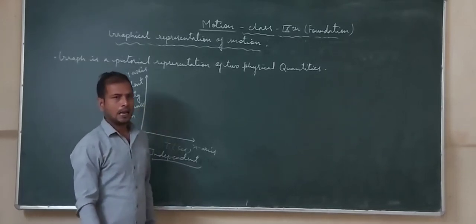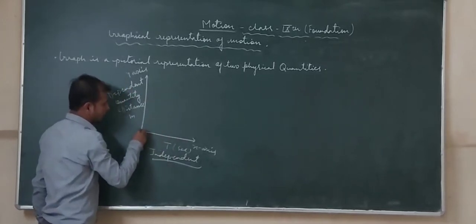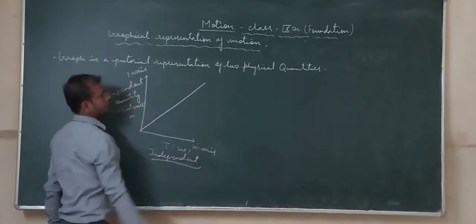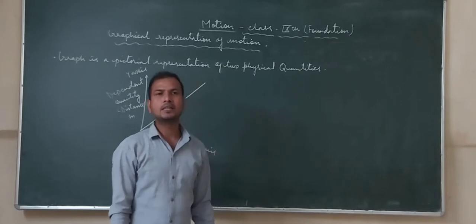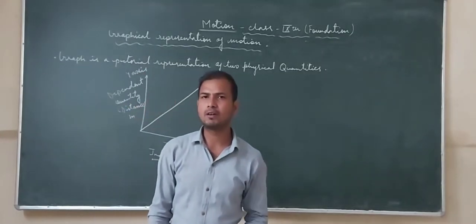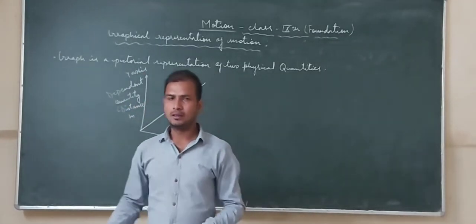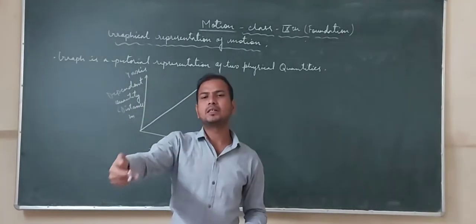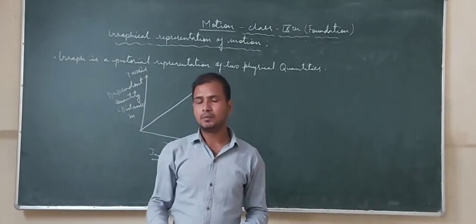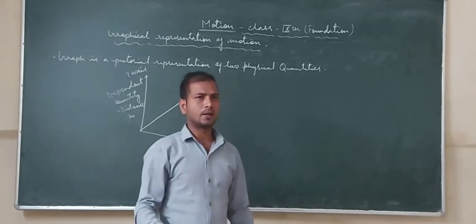Is that clear? And via this you will get a slope, and that slope will tell you the ratio of the two different physical quantities. It is the ratio of the change in one physical quantity to the change in the other physical quantity.